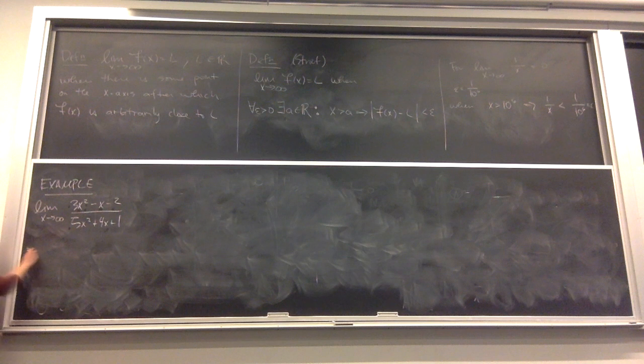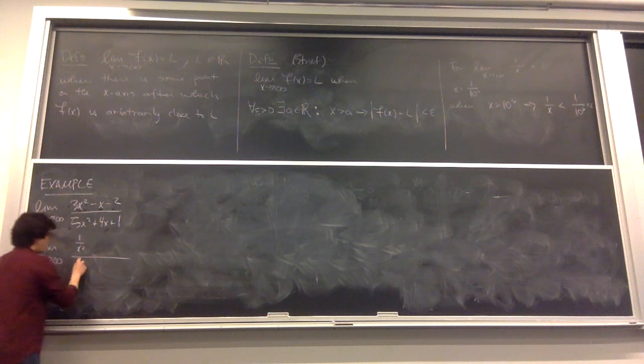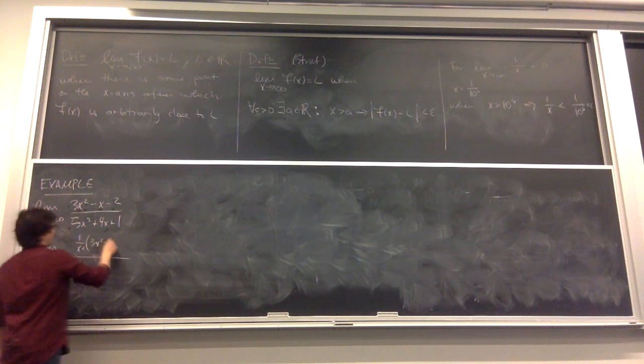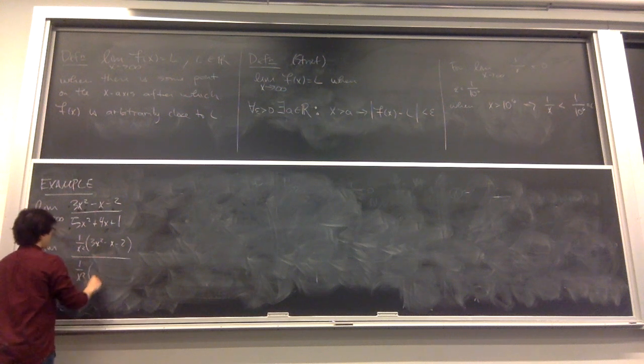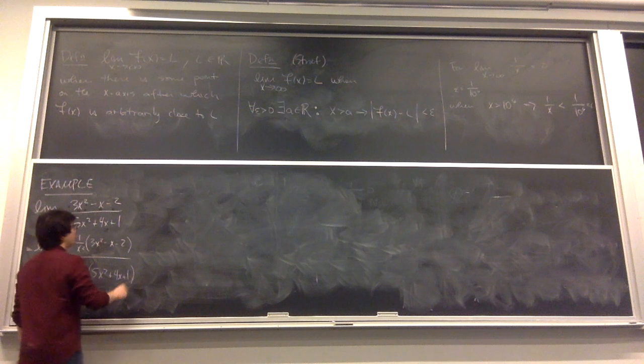X squared. Okay, so this is equal to the limit as x goes to infinity. And notice that I'm writing this each time. So if I can do it on the board, you can do it on paper. I have to divide out by 1 over what? X squared, so 1 over x squared. That's 3x squared minus x minus 2, over 5x squared plus 4x plus 1.